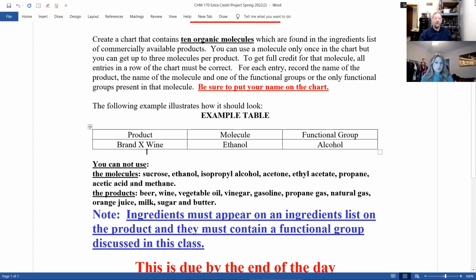And if you had brand X wine, like Boonesbury, boy, when I was in college, that was the cheapest wine you could buy. And we did.